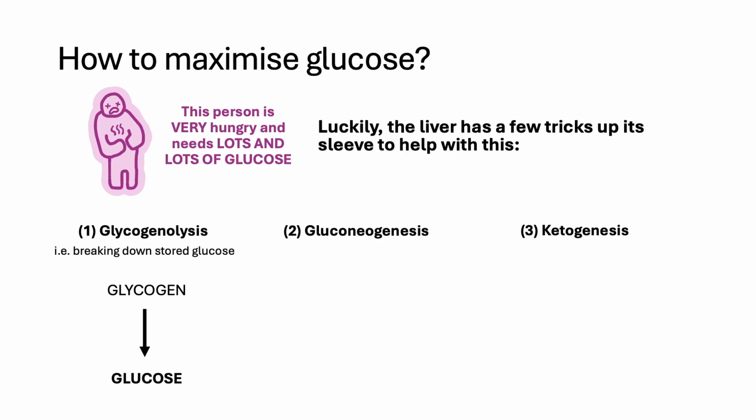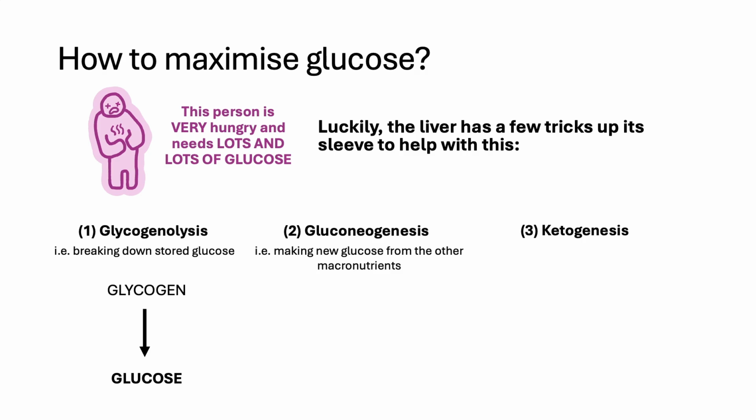So that's a part of normal starvation metabolism, but in extreme starvation we'll break down lots and lots of glycogen. The second trick it has is a thing called gluconeogenesis. And this is making new glucose from other macronutrients. You'll see gluco meaning sugar, neo meaning new, so new sugar genesis, the creation of new sugar.